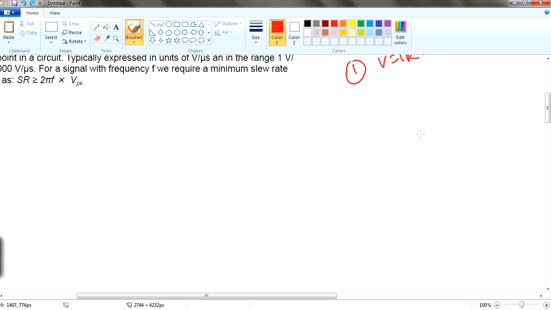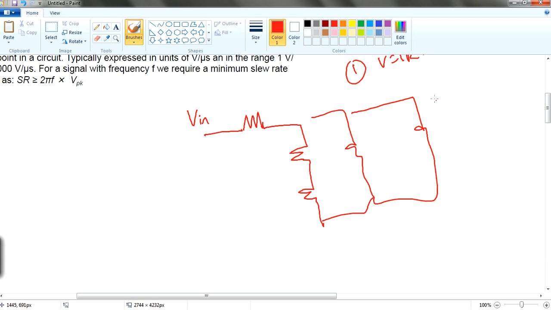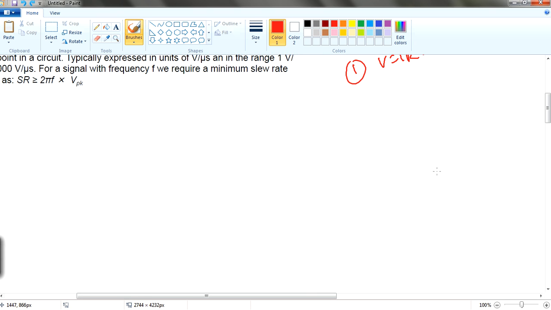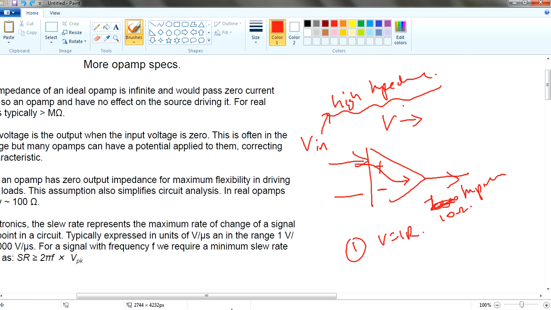If you remember, let's take a look. Imagine you have a voltage in, and you have some resistors. Because the op-amp itself is made of a huge number of resistors also. So to ensure that the voltage out equals the voltage in, you have to ensure that the configuration here has 0 impedance.